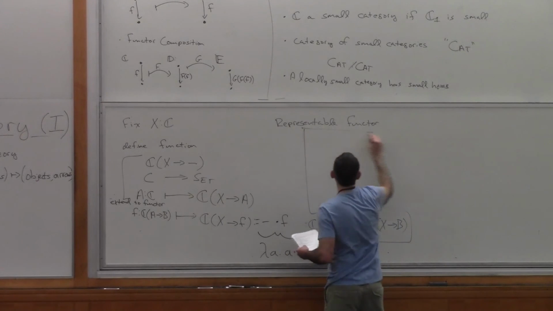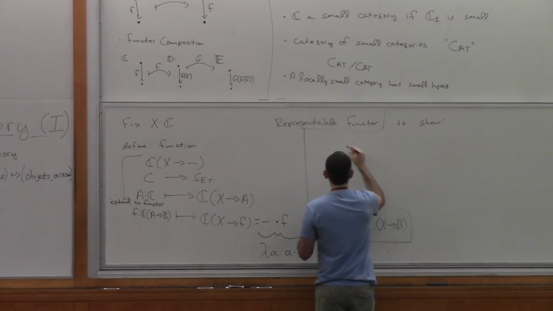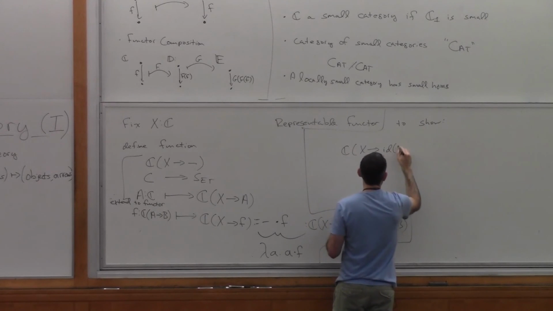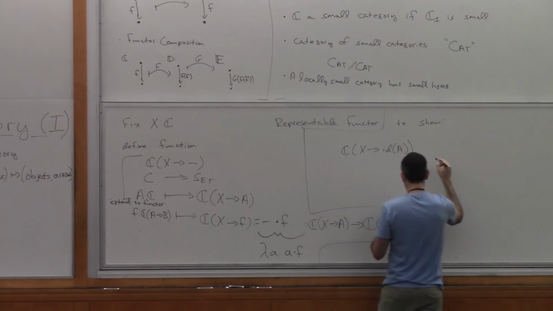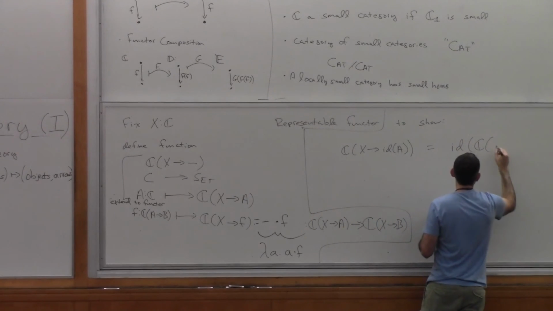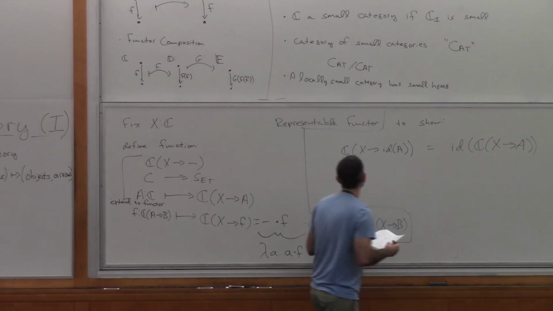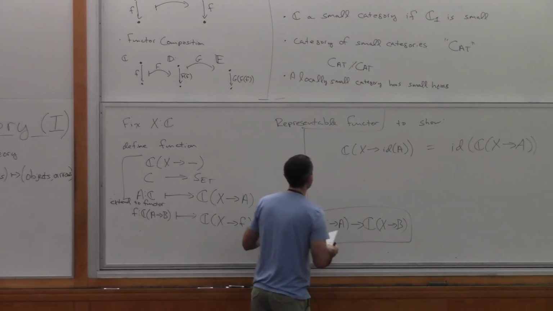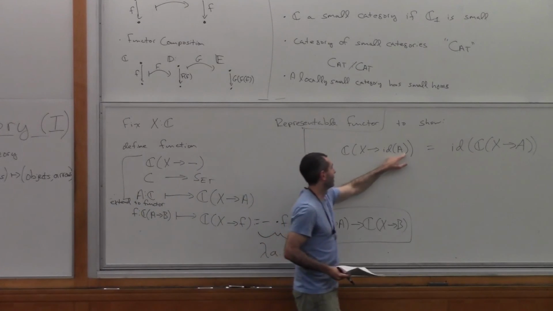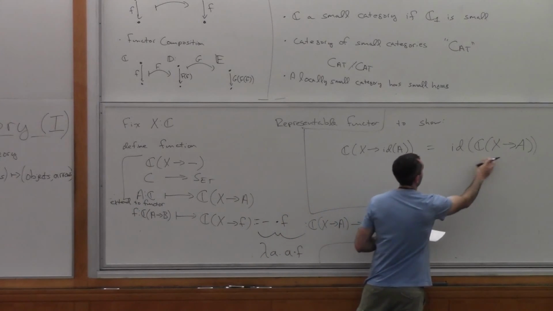We want to show two things. First, that C(X, id_A) is equal to the identity function on C(X, A). This is this functor applied to the identity arrow on A, and this is the identity function on this set.